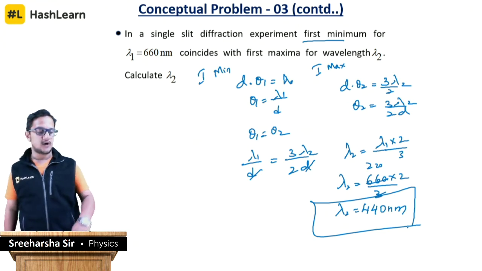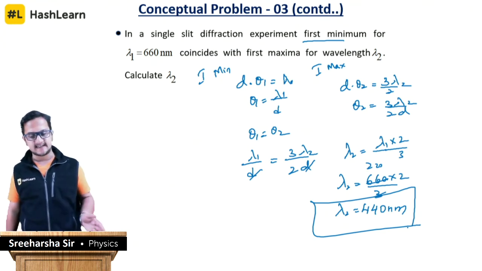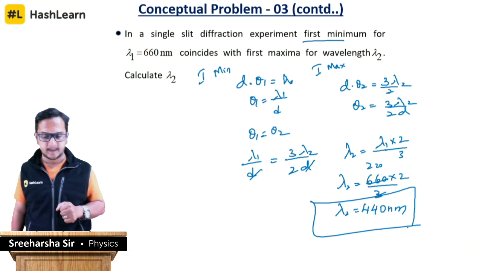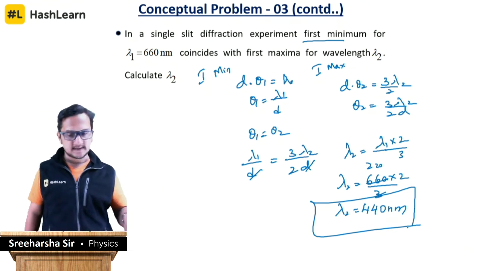Srishti, I think you have made a small mistake in the calculation. It is 660 into 2 by 3, because the denominator will go to the numerator, and the numerator will come to the denominator. So the answer is 440 nanometers. I hope it is clear to you, Srishti.